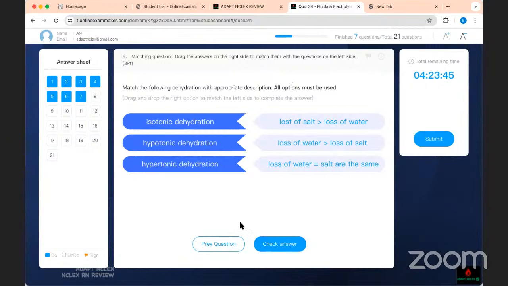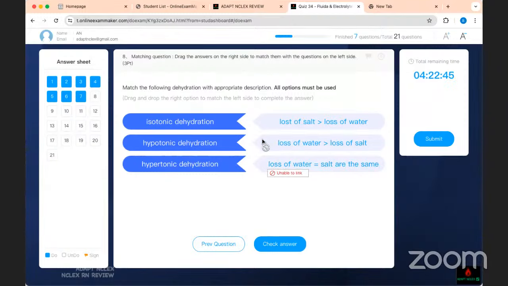And this I already talked about. Match the following dehydration with the appropriate description. So what is isotonic dehydration? What is hypertonic dehydration and what is hypotonic dehydration? Well, loss of salt more than loss of water, loss of water more than loss of salt, loss of water equal to salt are the same. So which one is which? Which one is isotonic? Which one is hypotonic? Which one is hypertonic?